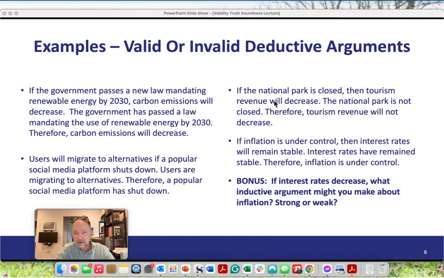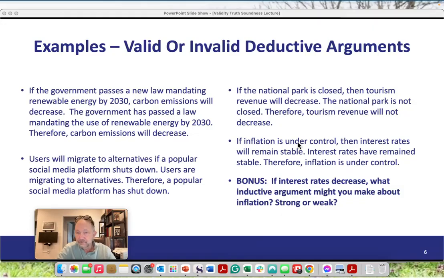If the national park is closed, then tourism revenue will decrease. The national park is not closed, therefore tourism revenue will not decrease. This is invalid because tourism revenue could decrease for a lot of reasons. It's just not the case that this follows logically.